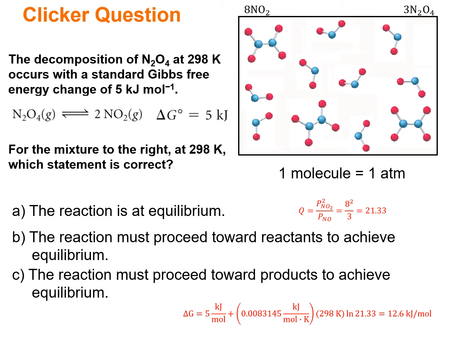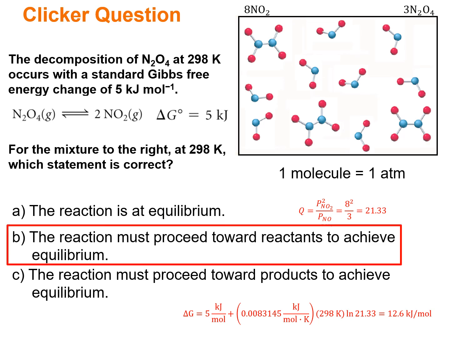So we go ahead and plug in what that delta G is. We know it's 5 kilojoules per mole. We know the temperature, and we also know our value for R. Plugging that all in, we end up with delta G of 12.6 kilojoules per mole. So if it's greater than 0, then it's not spontaneous to go to the product side. It wants to go to the reactant side. So B should be our correct answer in this case.